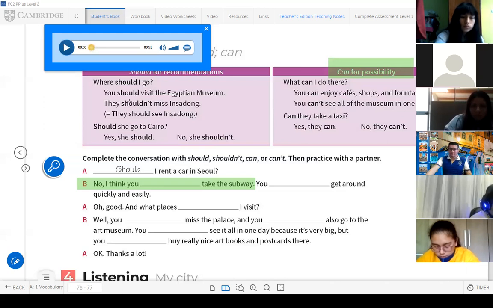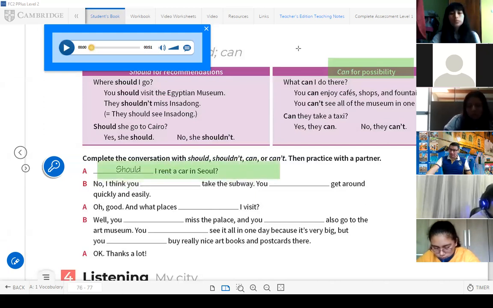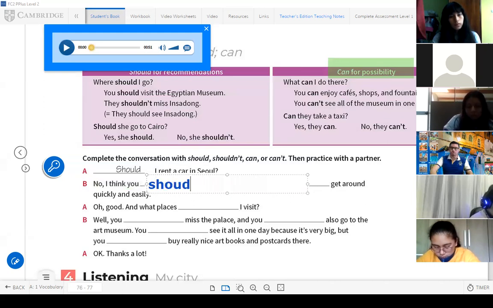Si tu pregunta ya está con should, ¿ok? Tu respuesta también tiene que ser con should, pues, ¿no? Significa que la pregunta está pidiendo una recomendación, recommendation. Should I rent a car? No. I think you should. Right? No, I think you should take the subway.